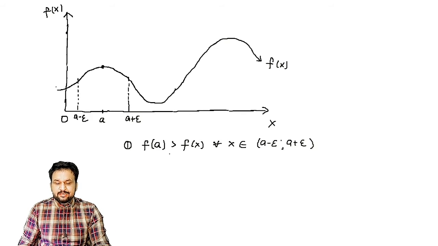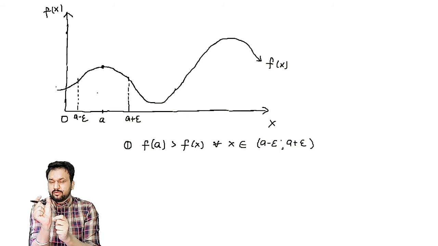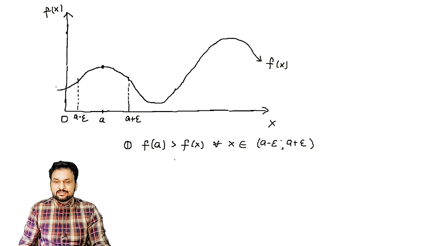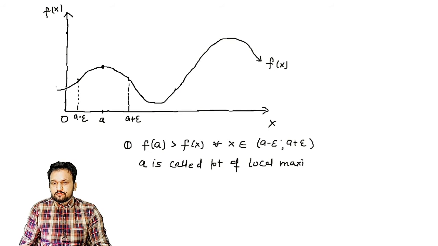You can say that a is called local maxima because you have considered some local interval. Local means you specify some interval, you are not talking about the whole thing. So f of a is greater than f of x for all x belonging to a minus epsilon to a plus epsilon. In that case a is called a point of local maxima. Clear? Similarly you can find local minima, and it is called the local maximum value, so he can ask you that.